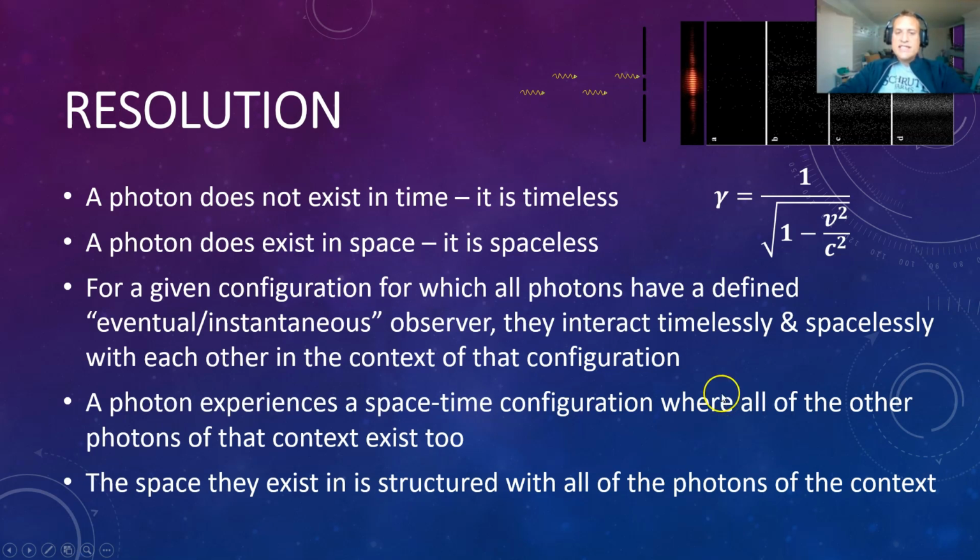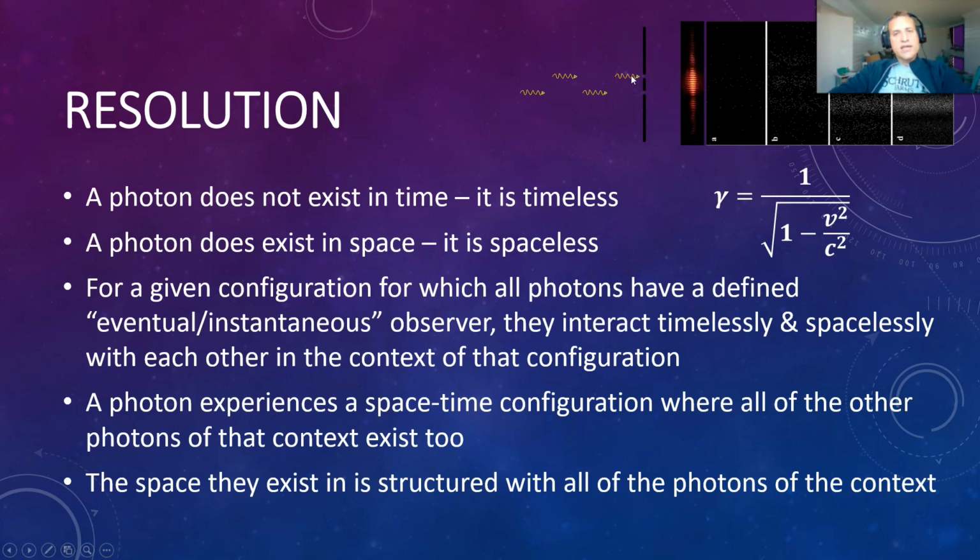So the space they exist in is structured with all the other photons of the context of that configuration, right? Because for a photon, it's timeless. So if it's timeless, that means that everything else that ever happened in that configuration is contemporaneous with the existence of any single photon, right? So I'll just repeat that. In a given spatial configuration, such as this experiment, a photon experiences no time, which means that anything else that ever happened in that configuration is contemporaneous with the photon.